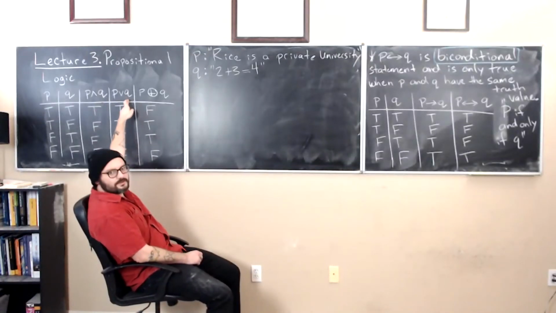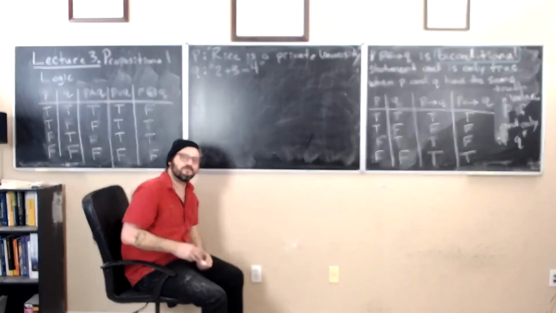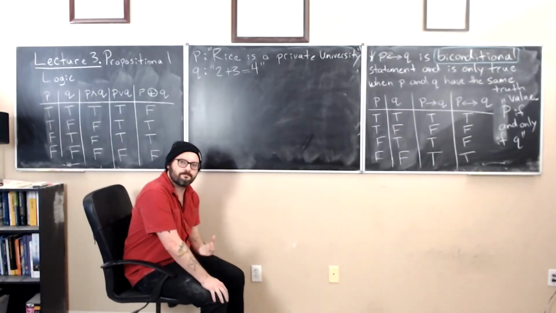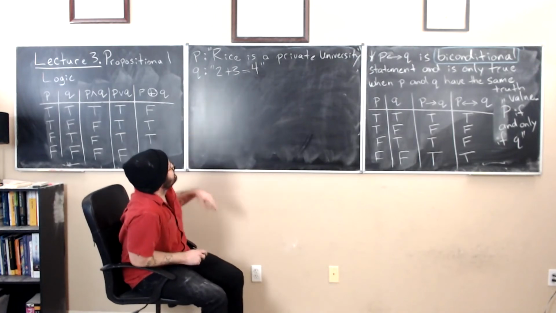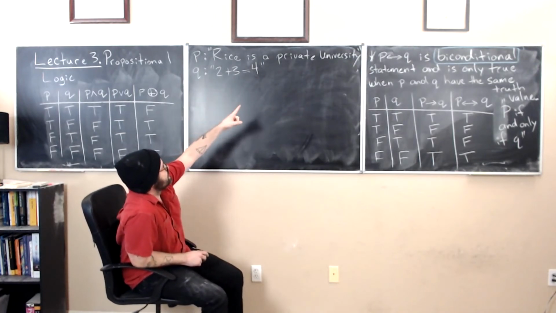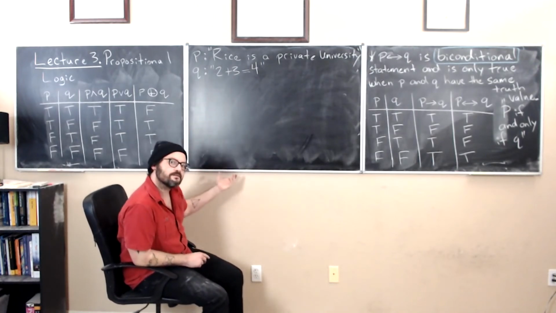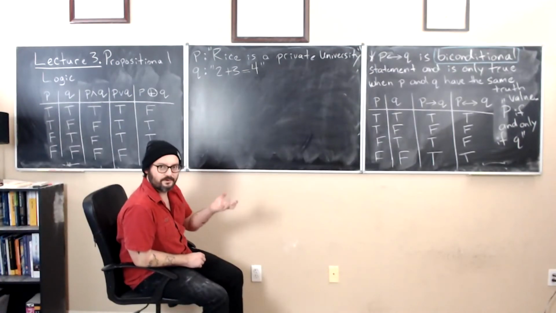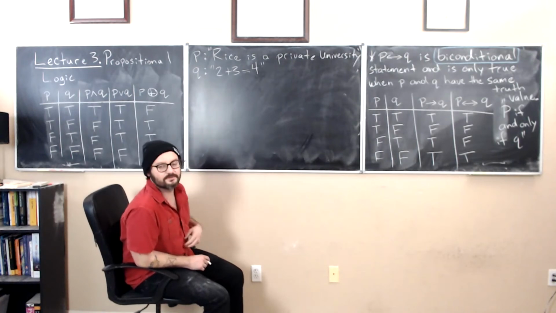So next up, let's look at the disjunction. So the disjunction is read P or Q, right? So looking at these propositions, Rice is a private university, or 2 plus 3 is equal to 4. At least one of those is true, which means that that or is going to be true on those propositions.